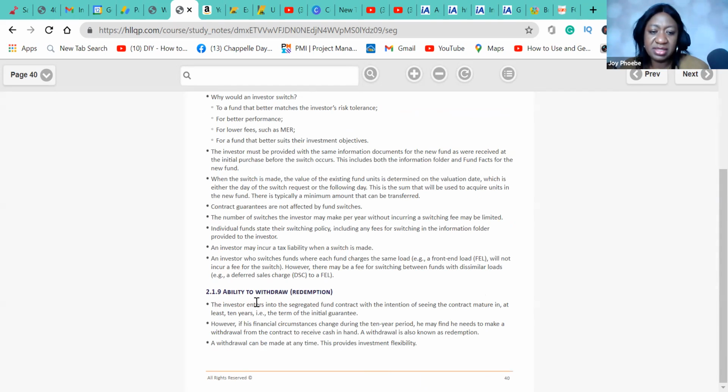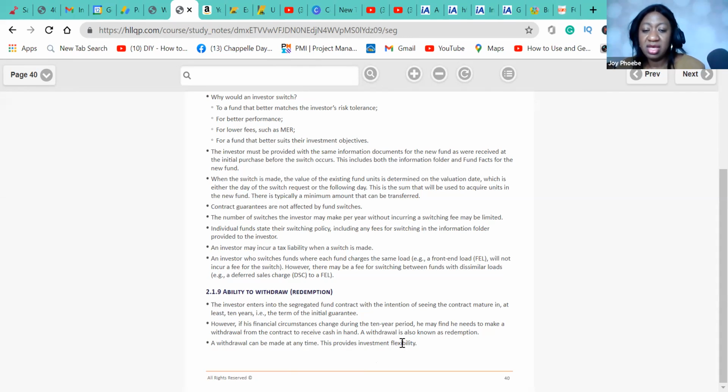All right. So then, ability to withdraw or redemption. The investor enters into a segregated fund contract with the intention of seeing their money to maturity, at least 10 years. However, if his or her financial circumstances change during the 10 years, he may find the need to make a withdrawal from the contract and to receive cash in hand.